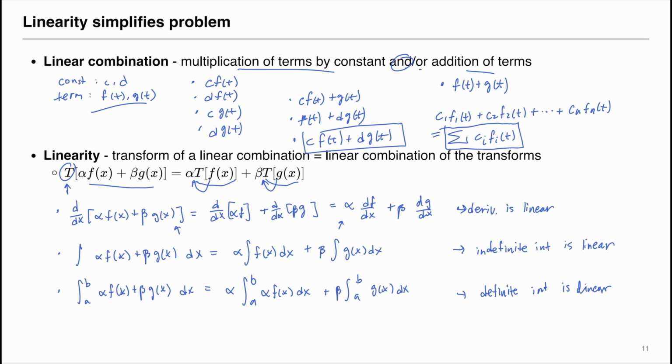And why do I say Laplace transform is linear? It is because, if we recall, the Laplace transform of a function is defined as the improper integral from 0 to infinity of f of t times e to the negative st dt. Right? And that is very similar to a definite integral, and we shall prove that.